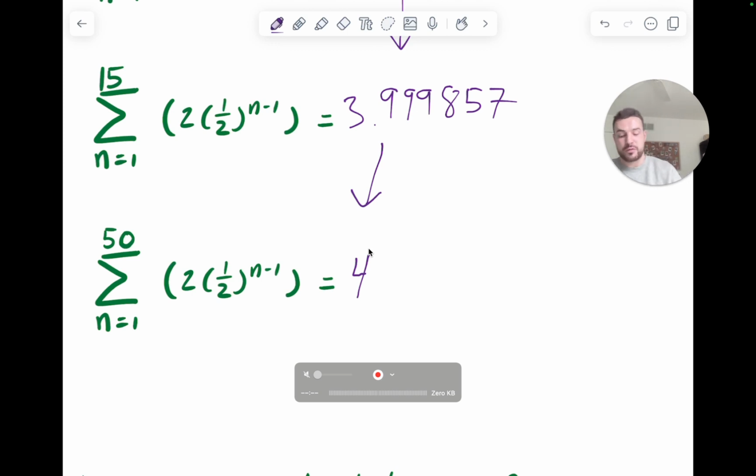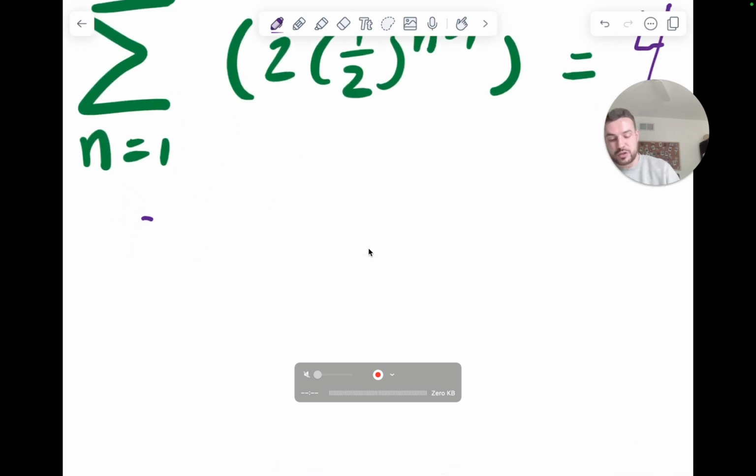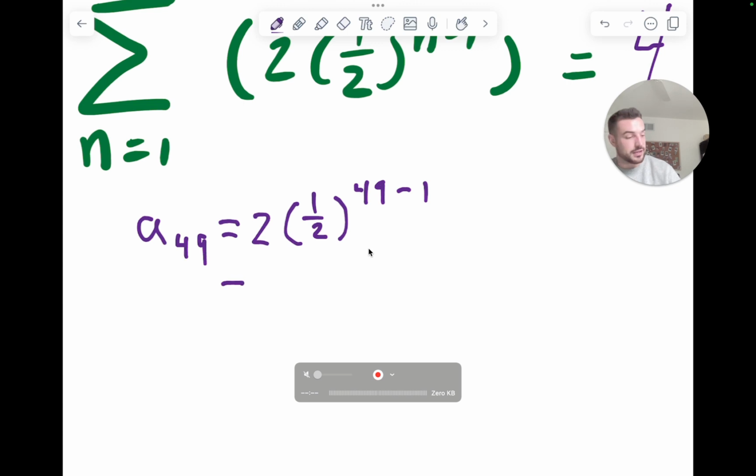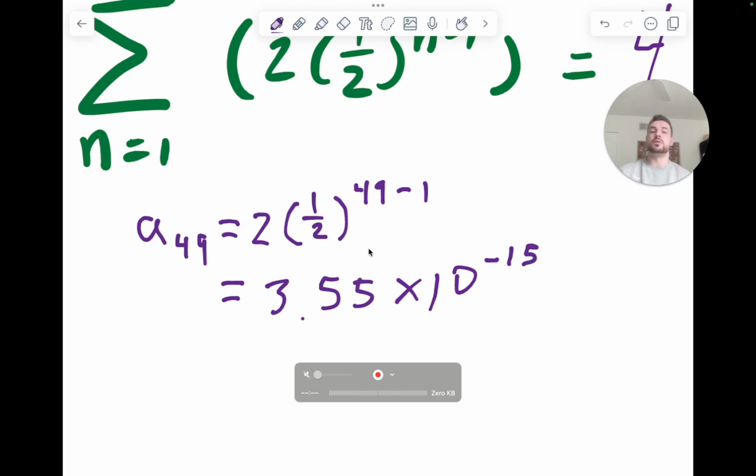Part of the reason for that is if we were to try to find our 49th term, we would take our explicit formula and plug in 49 for our n value. This gives us 3.55 times 10 to the negative 15th. What that means in scientific notation is that we take the 3.55 and move the decimal 15 places to the left.